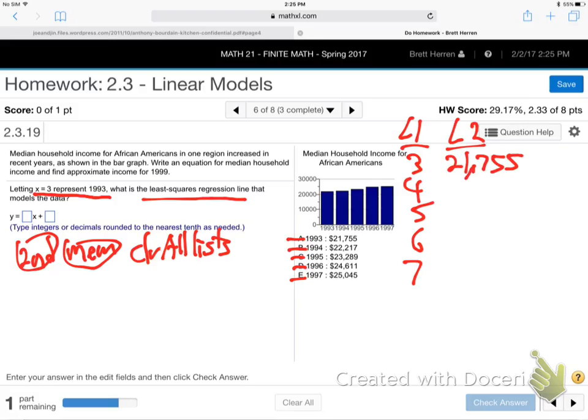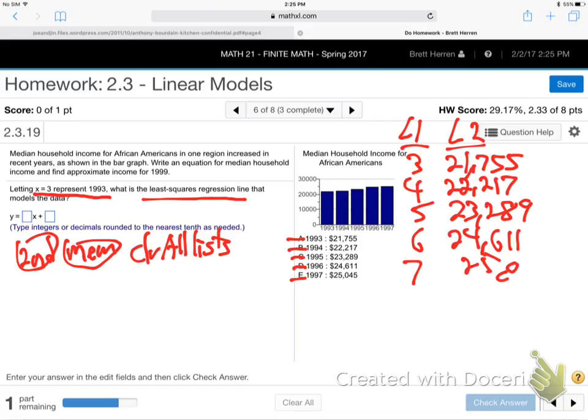21,755. 22,217. 23,289. 24,611. 25,045. Whoops. 25,045. Is that good? Like that? So enter that in your graphing calculator and ask it to calculate.